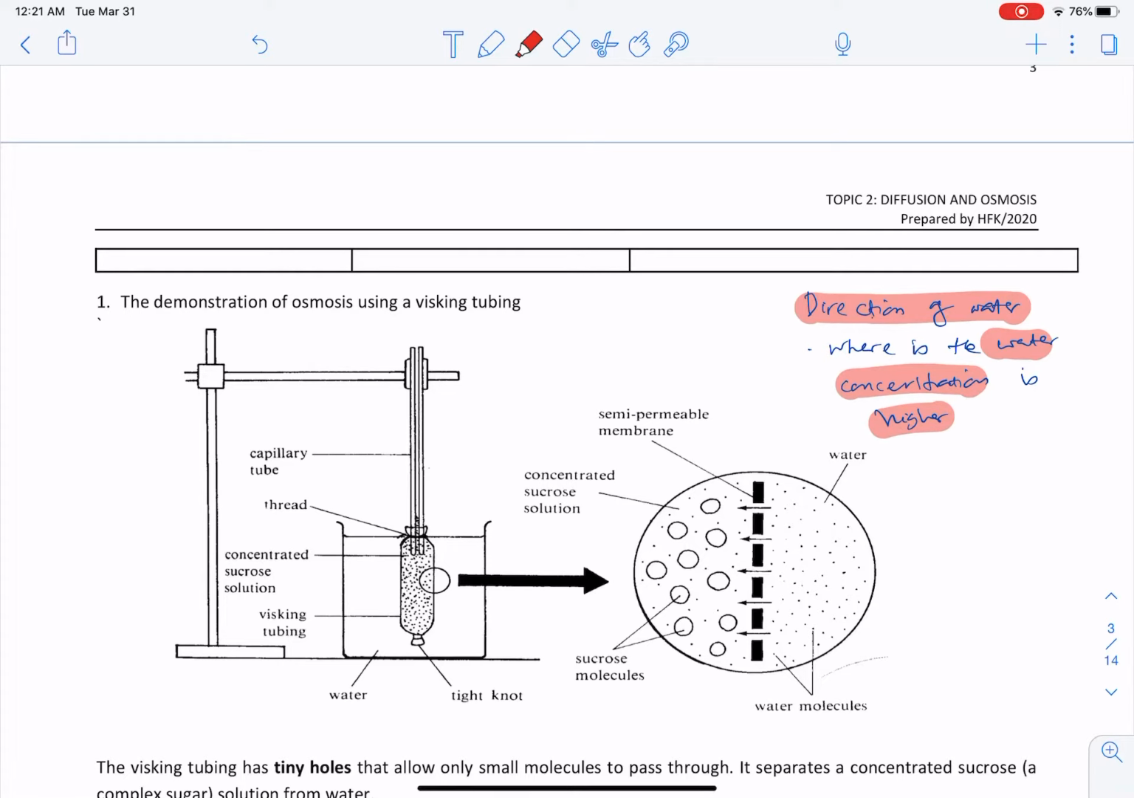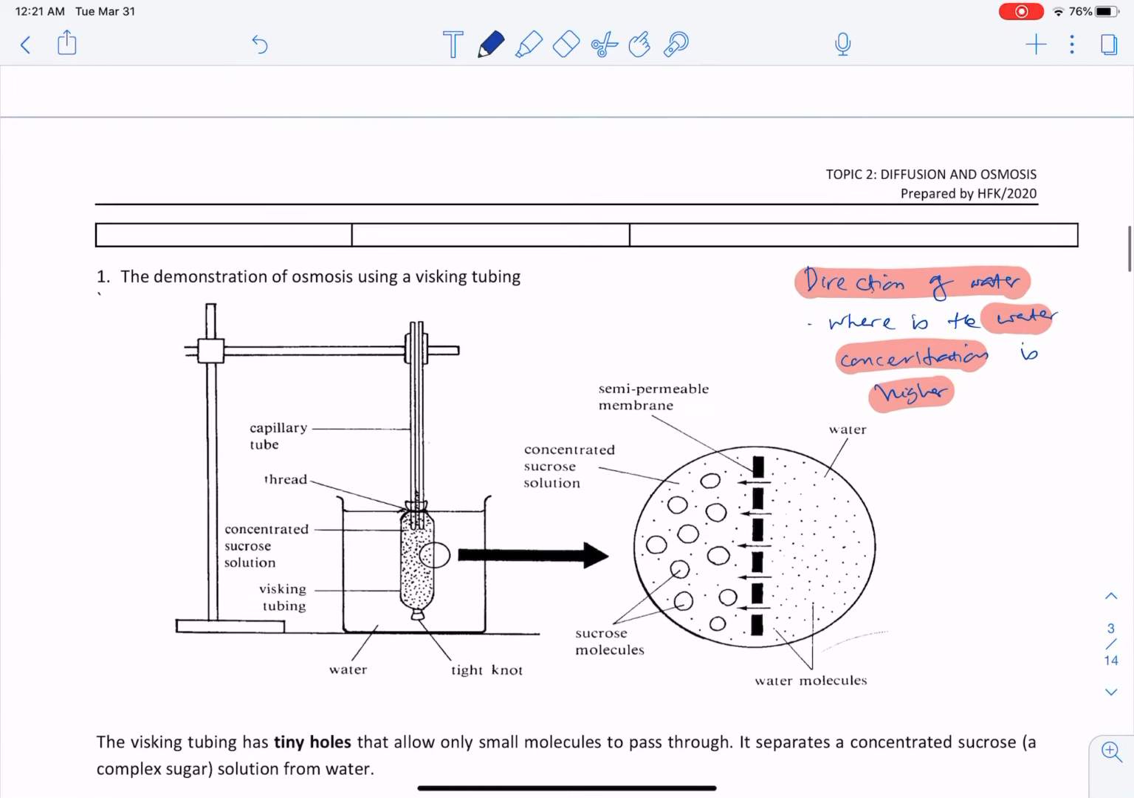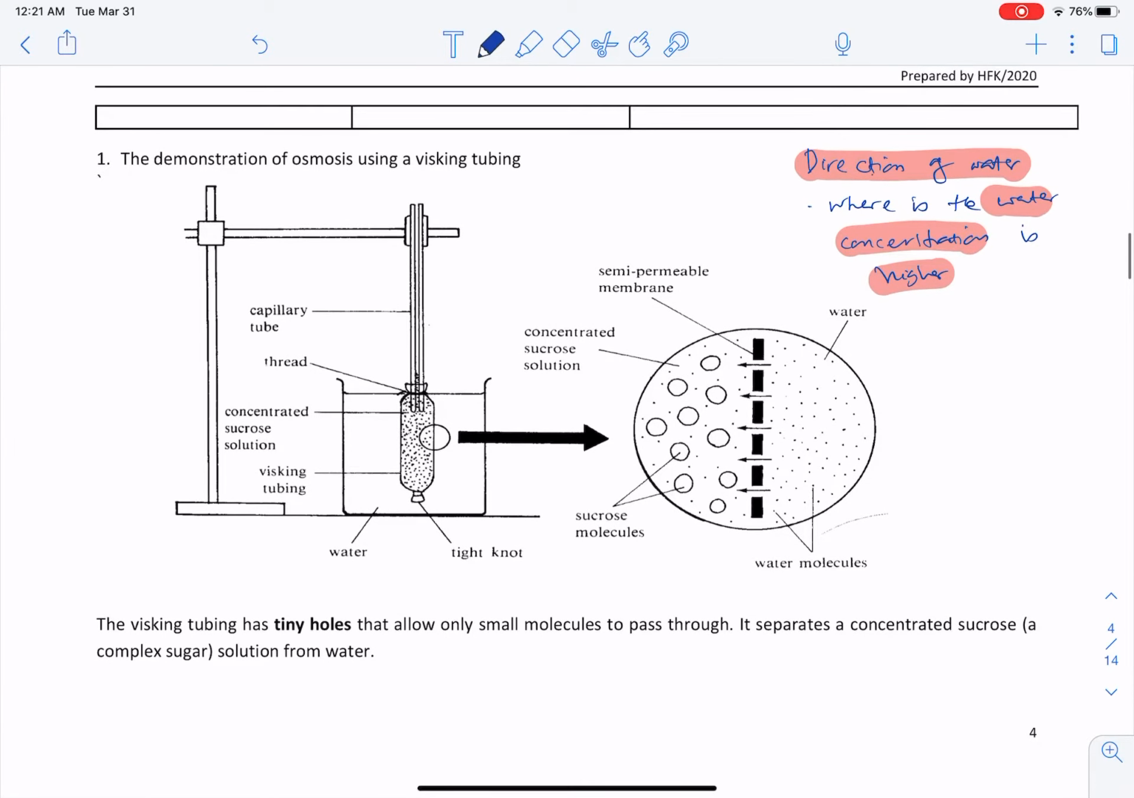All right. Now the demonstration of osmosis using a Visking tubing. Now you know what a Visking tubing is, right? A Visking tubing has tiny holes that allow only small molecules to pass through it. It separates a concentrated sucrose, which has bigger molecules, from the water.